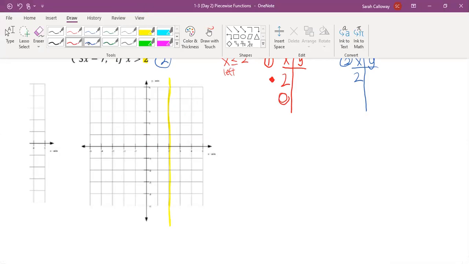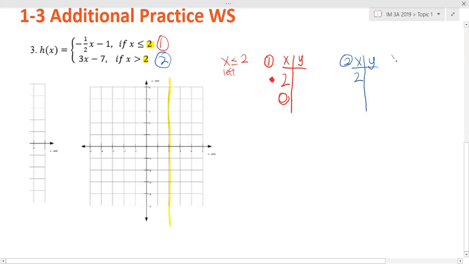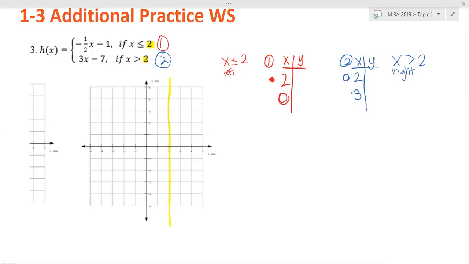Versus for the other portion, it says x is greater than 2. So again, that tells me that this is an open dot or a hole. And it tells me I need to plug in a number bigger than 2 or to the right of 2. So if I look to the right of 2, let's just plug in 3. We could do 4 or 5. So I would always pick 0 on the side where you can. And then for the other side, I would just pick the closest number.